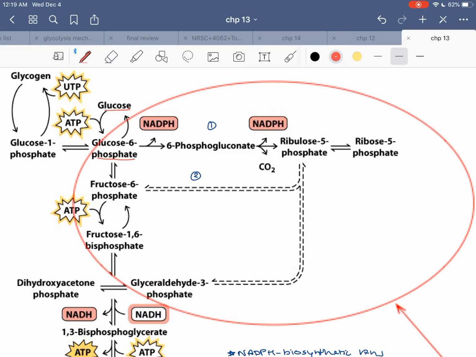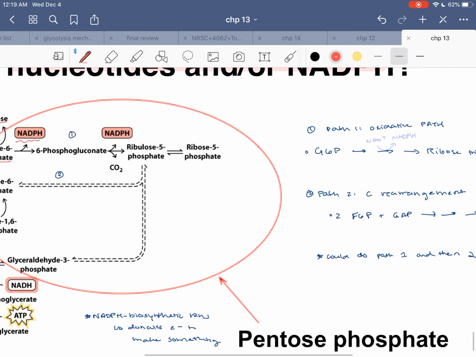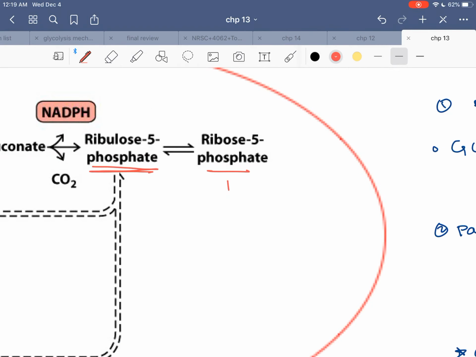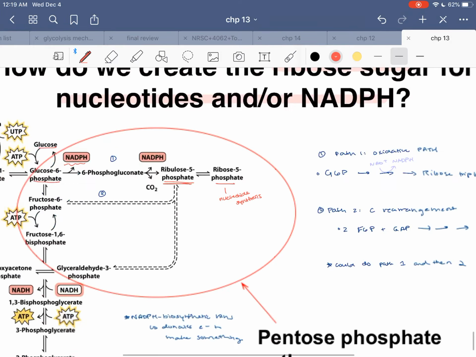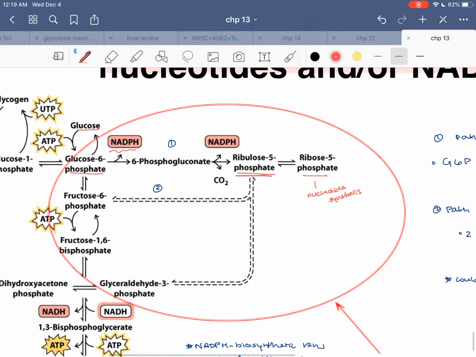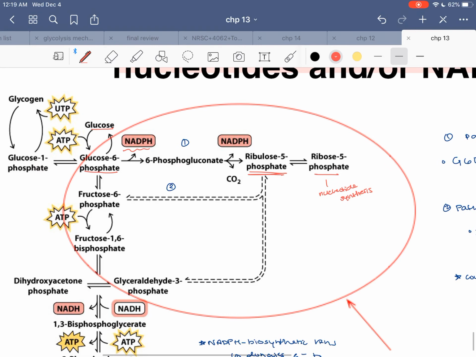So the first way is a way that we can actually generate NADPH. So it'll go directly from glucose 6-phosphate to NADPH to eventually form ribulose 5-phosphate and ribose 5-phosphate. So this is actually what's used in nucleotide synthesis, right? So if we have ribose 5-phosphate, we can go ahead and make nucleotides such as guanine, adenine, etc.